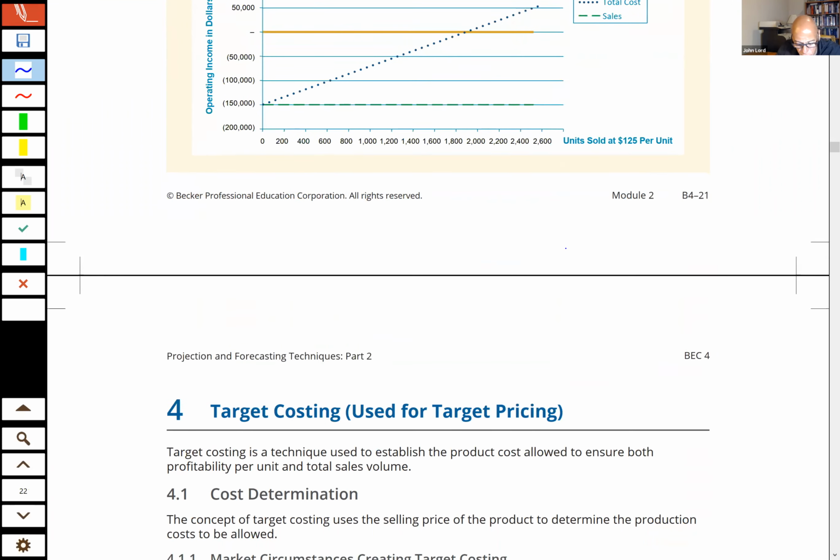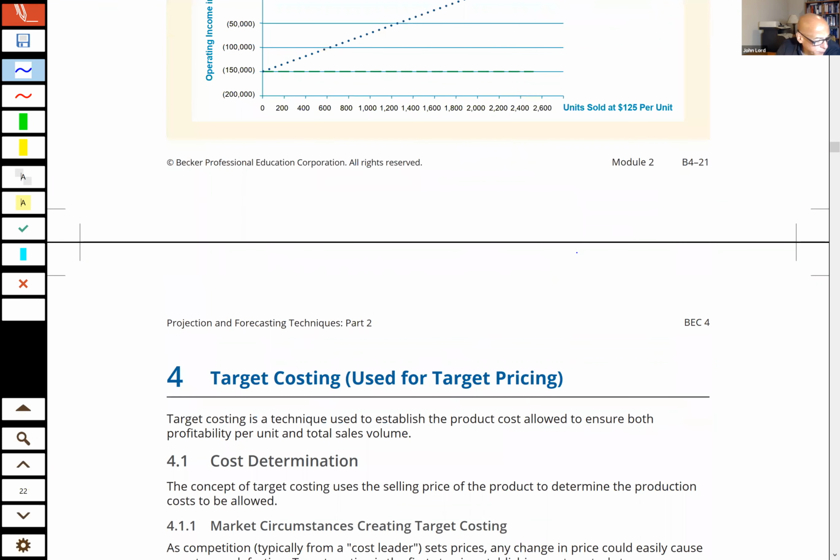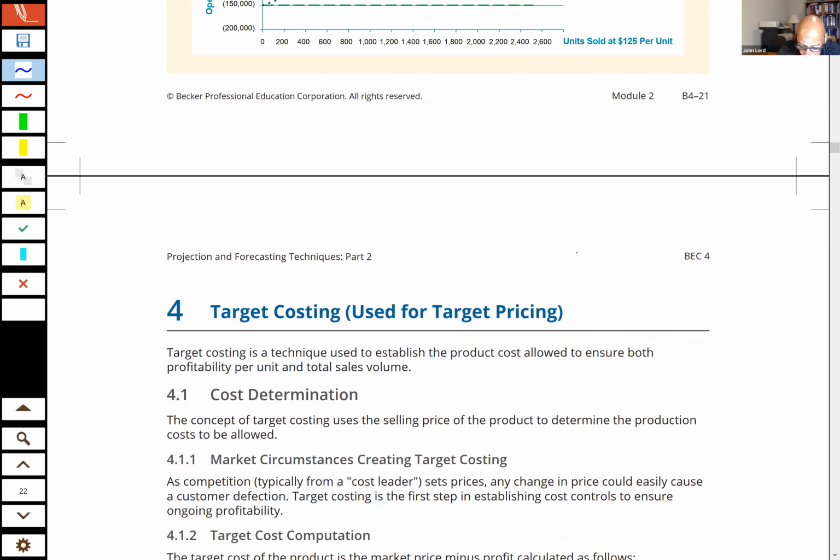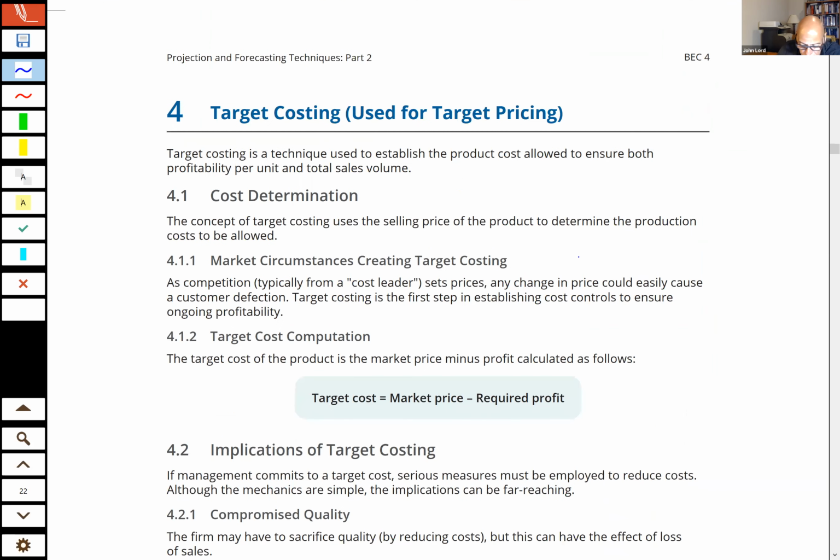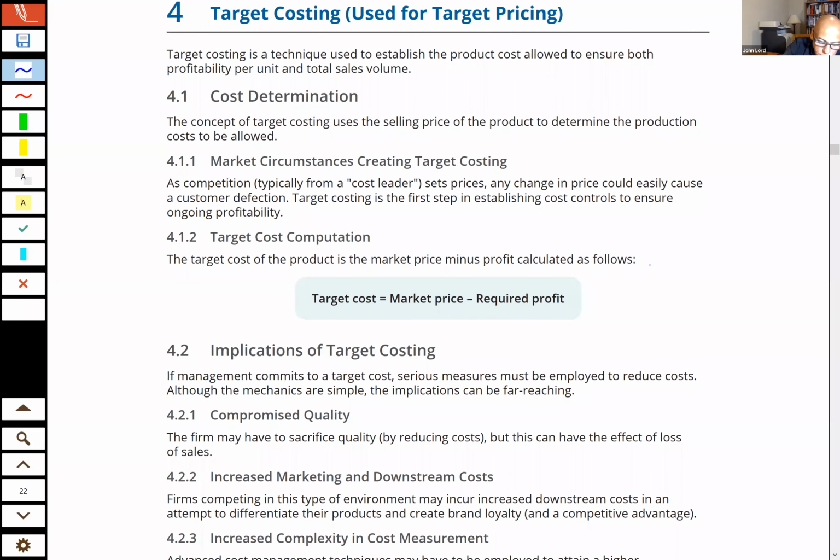Okay, good. Target costing. Target costing is you're basically going to come up with what you're going to charge for your product based on the profit you want. So what is your market price minus the required profit? That's going to be your target cost. If I'm saying, well, I could sell it for this, I want profit of that, then it means I'm going to have to keep my cost at this level. Now, if you do that, there are implications to target costing that we should take a look at.